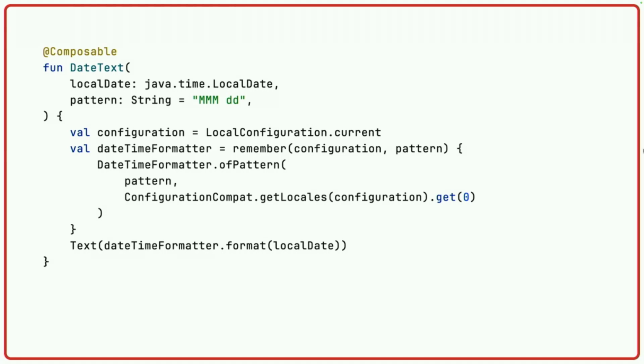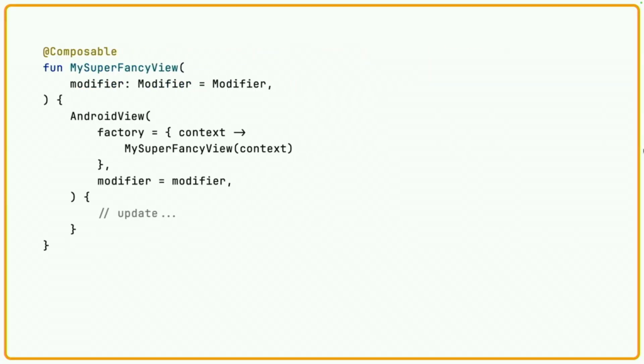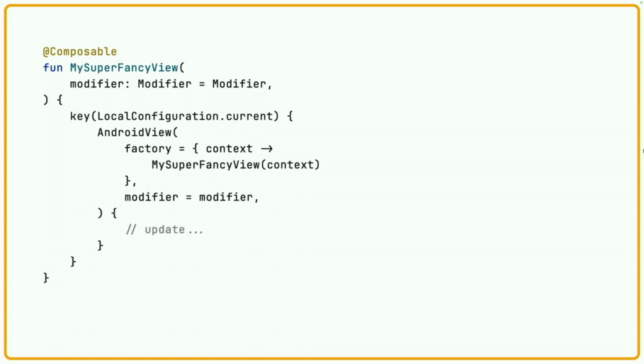So that's time and date out of the way. Let's go on to another thing. With Compose, you might be using interoperability with different Android views, maybe you have a super fancy view that itself doesn't support handling all these configuration changes without recreation. A technique that you can use here is using a key on the current LocalConfiguration in order to force recreating everything within there when the configuration changes.